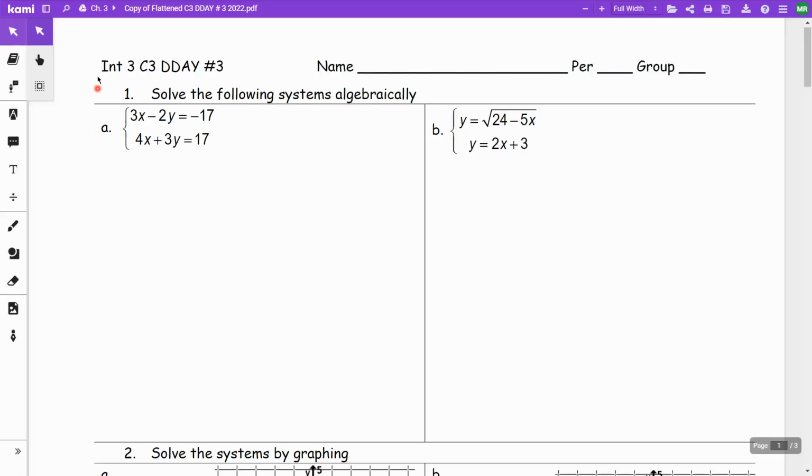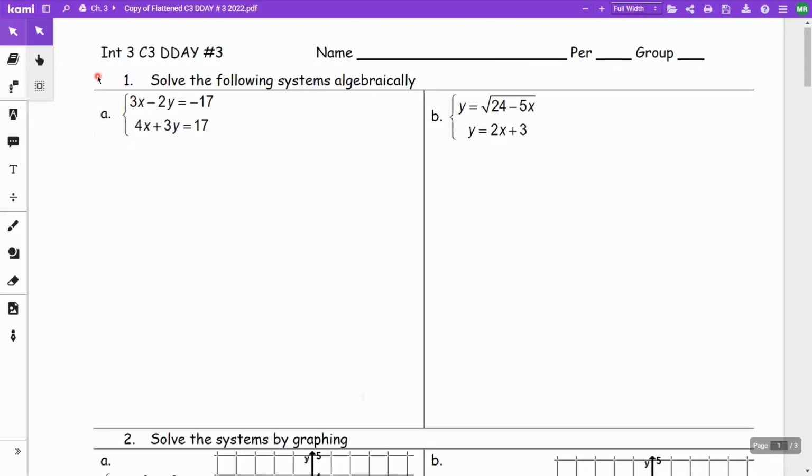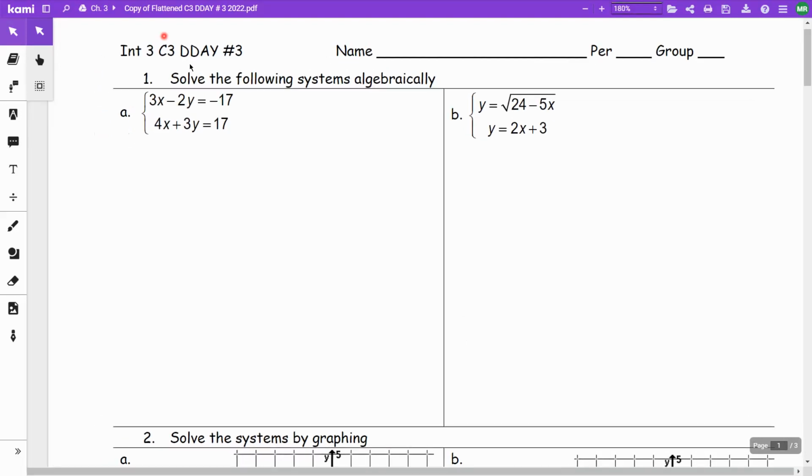So this video is Integrated 3, Chapter 3, D-Day number 3, getting us ready for our Chapter 3 test and our Chapter 3 group quiz. So on this first problem, this is a system of equations that are linear. Both of them are linear. And we're going to use elimination.